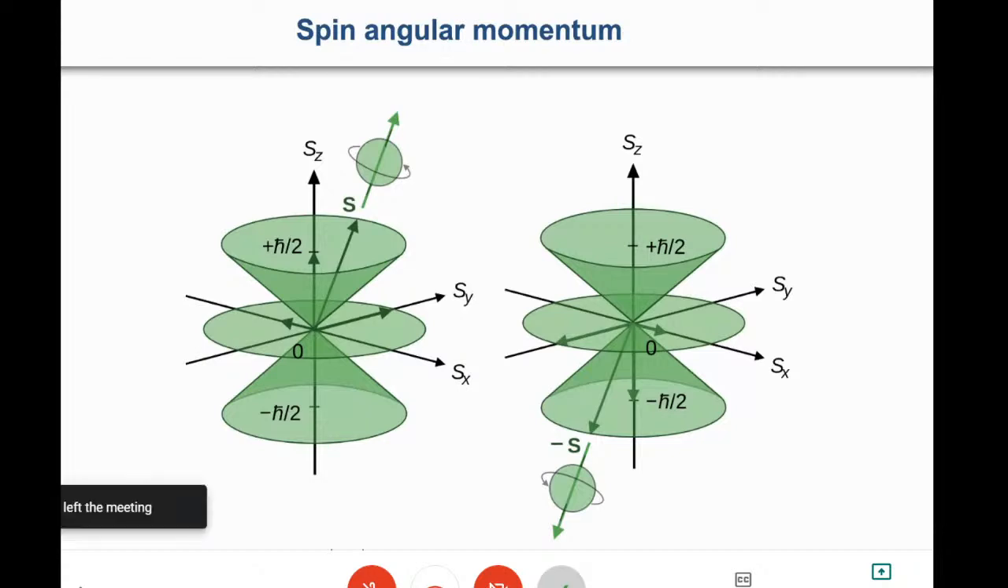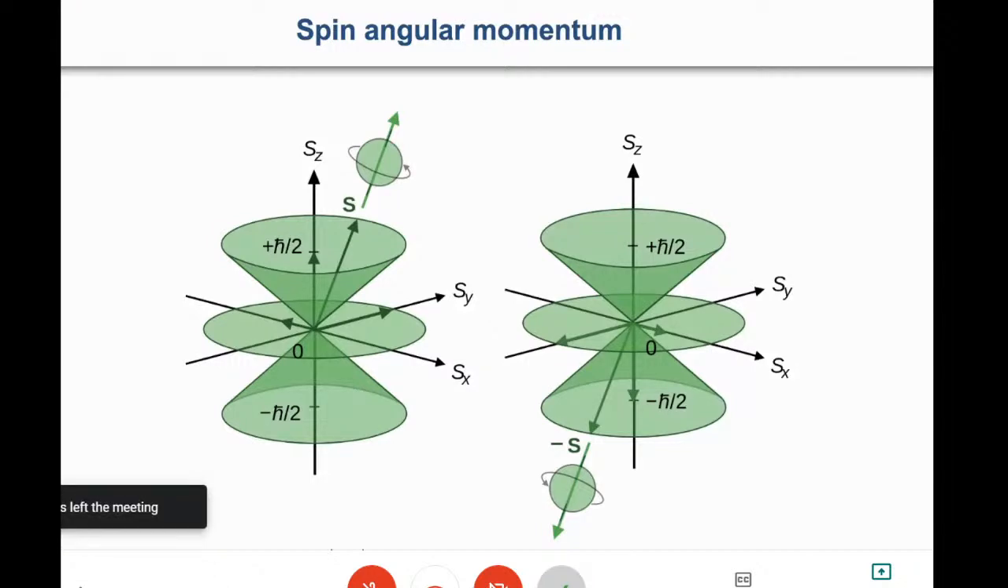If I say that S is in this direction, if it is in the positive quadrant, that means the projection of S along the Z axis would be plus half H cross. But I don't know about Y and X. So it can be anywhere in this cone. Okay, because this is only the first quadrant, right? But it can be here in the second quadrant. So that is also possible. Now, if I say my S is in the negative part, and hence the projection would be minus half H cross, then it will be in this quadrant. So that is why you have these cones that are always represented when you have angular momentum.